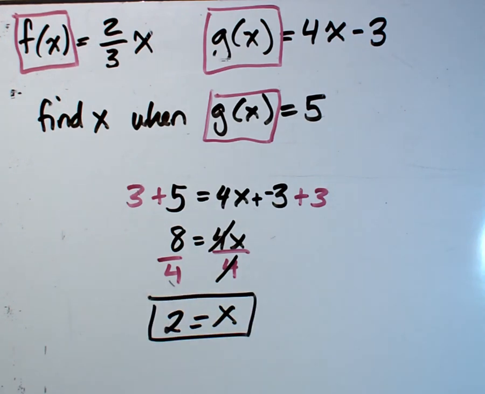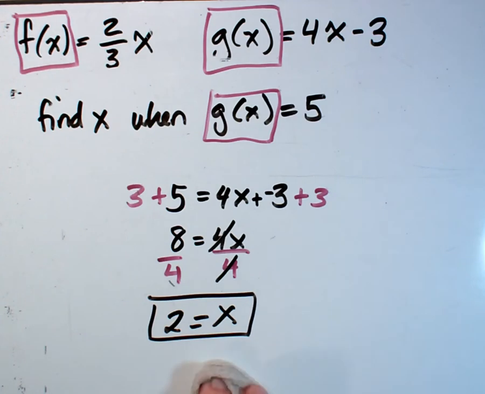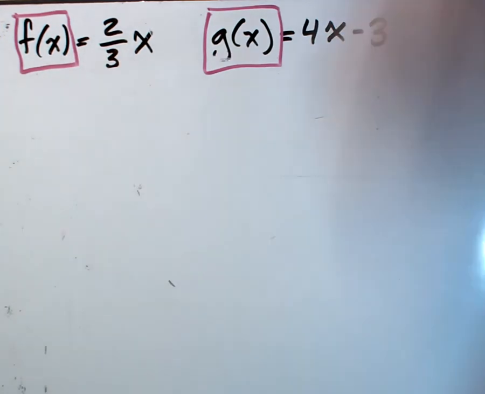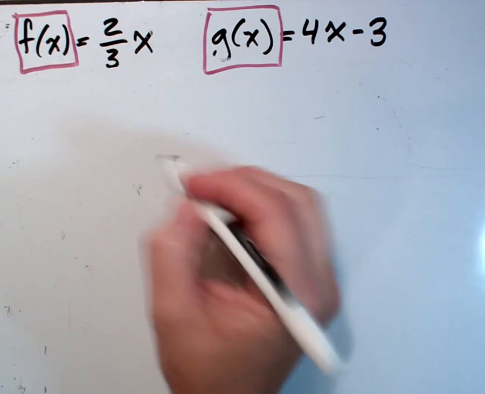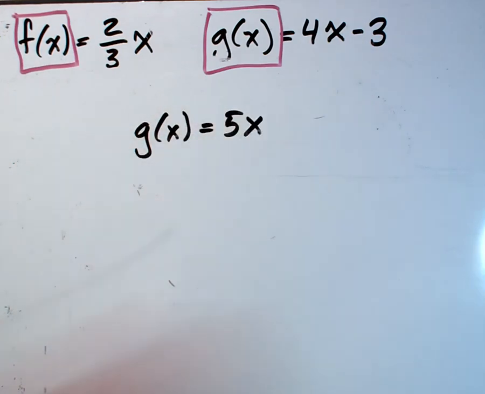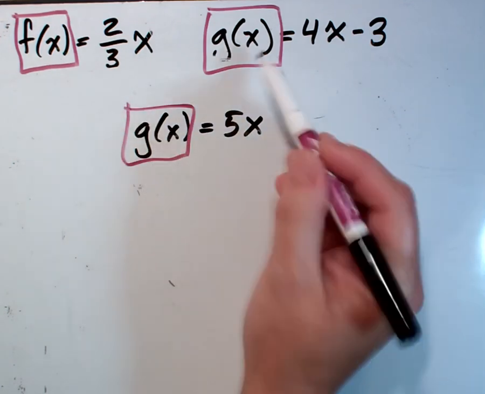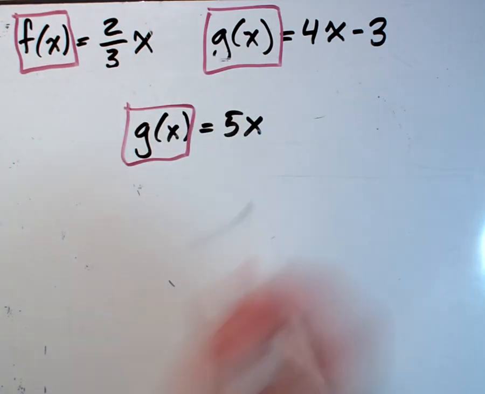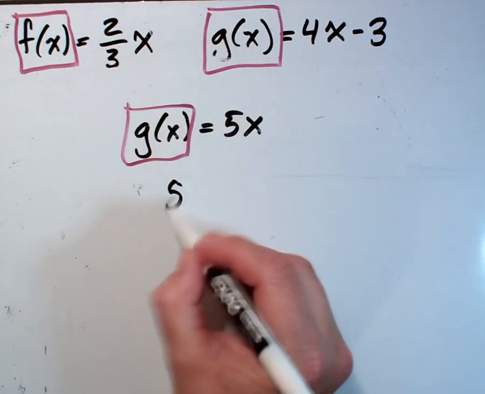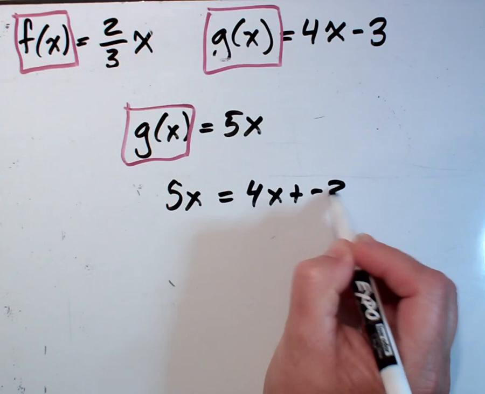All right. I will give you an example for your bonus problem if you want to give that one a try. If you're not going to do the bonus problem, you can stop the video right now and get to work. So what if it was g of x is equal to 5x? Well, again, because they gave me g of x, I'm going to look at function g. And I'm going to substitute g of x for 5x. So I get 5x is equal to 4x plus a negative 3.